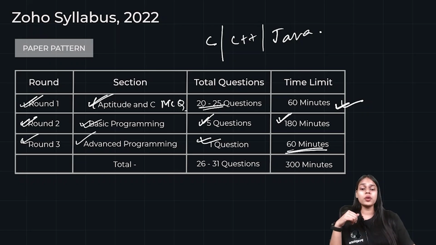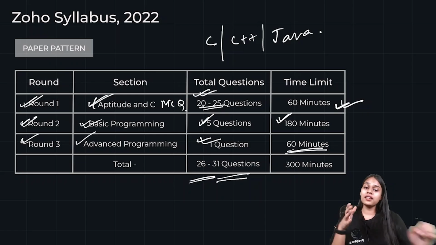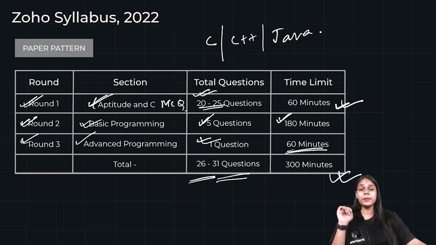So total number of questions are 26 to 31. Why the range? Because of the first round. All right, that is the range of questions, and total time limit is 300 minutes. That means 5 hours. So round 1, round 2, round 3, they get over in 5 hours.